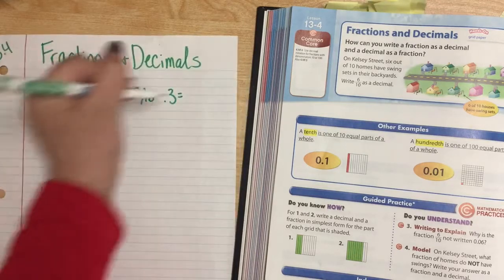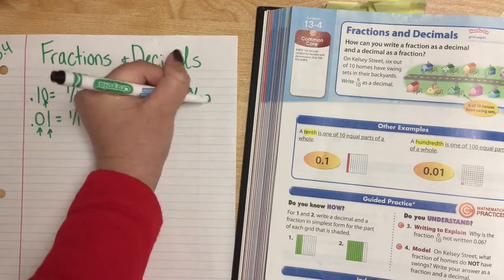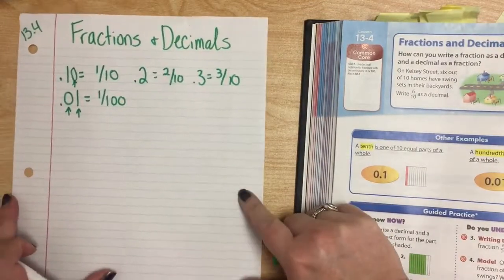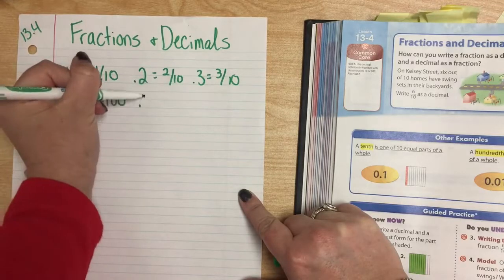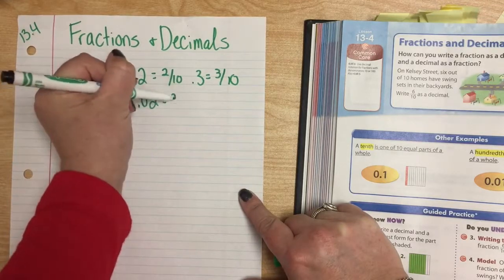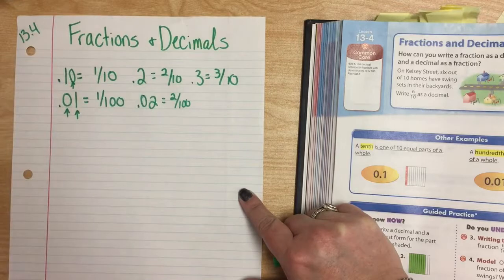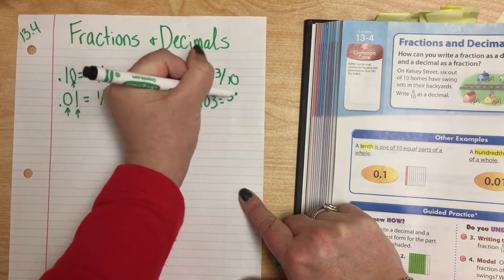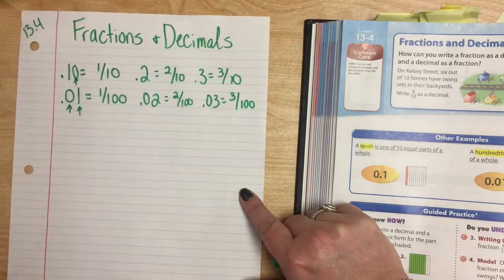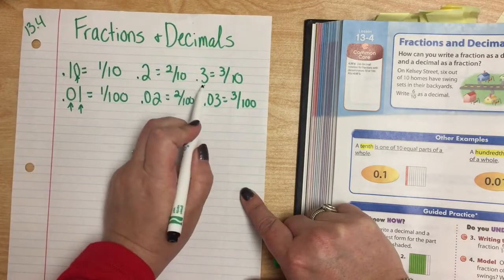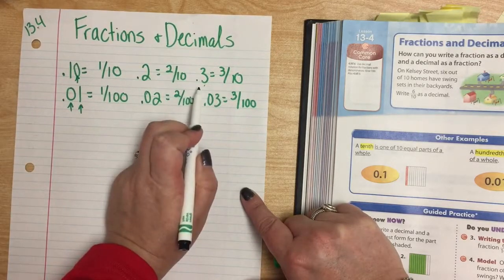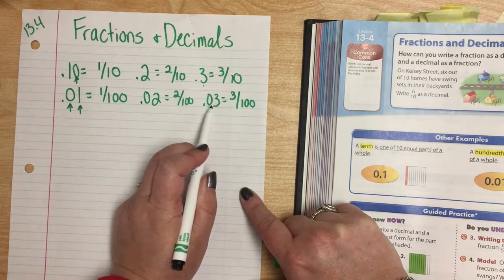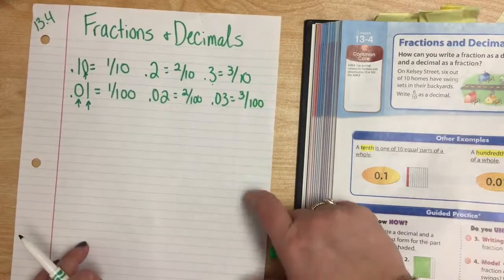0.3 is 3/10. 20, 30. Same thing here. 0.02 is 2 out of 100, 2 pennies. 0.03 is 3 out of 100. So if you only get one number, automatically it means it's a 10. If you're getting two numbers, and the first one is a 0, automatically it's 100.